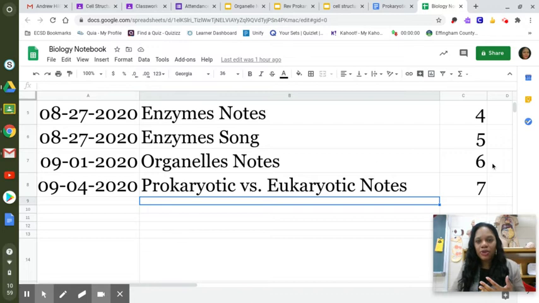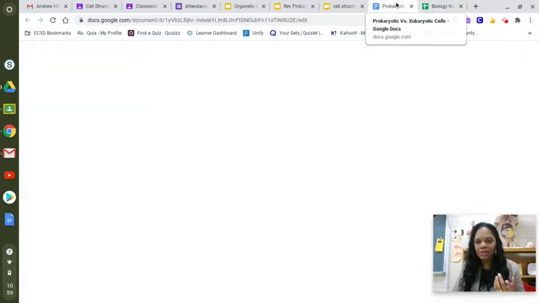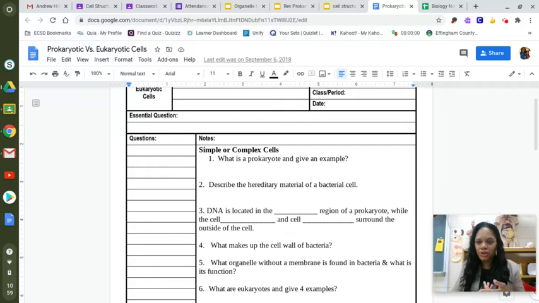Our organelles notes were on page 6, so make sure that you know all of those organelles that we were talking about on our last meeting. Today, which is Friday, you should be doing your prokaryotic versus eukaryotic notes. I think I gave you a saying last week: if it's pro, then no; if it's eu, then it do.